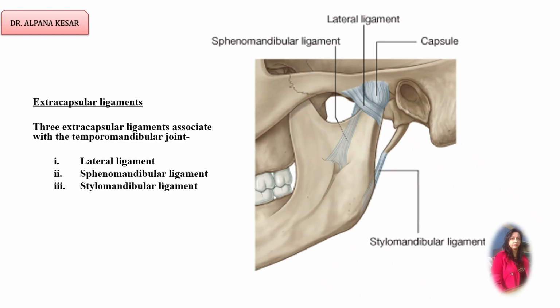Ligaments outside the joint capsule are called extracapsular ligaments. Temporomandibular joint has three extracapsular ligaments. They are lateral ligament, which is this, sphenomandibular ligament, and stylomandibular ligament. Lateral ligament is the strongest of all the three ligaments. Stylomandibular ligament is not a true ligament as it is the thickening of the investing layer of deep cervical fascia.